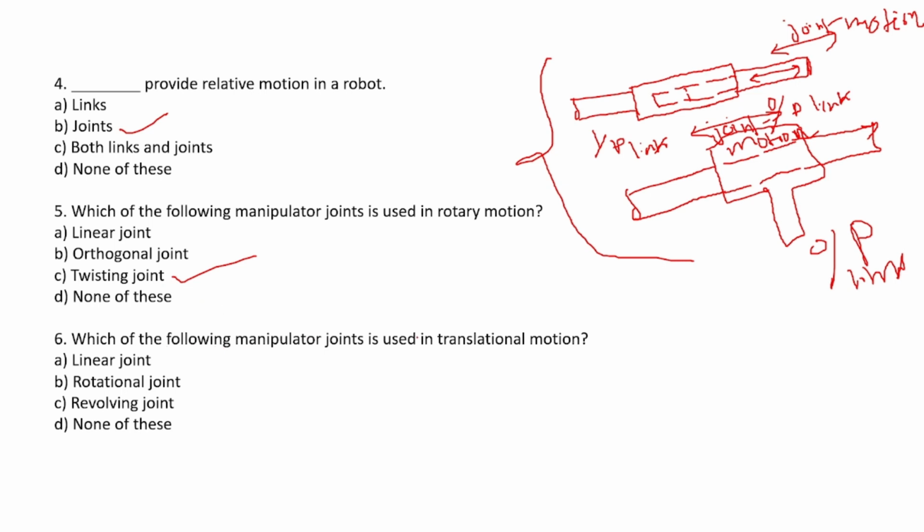And which of the following manipulator joints is used in translation motion? Linear joint, rotational joint, revolving joint. Rotational joint, revolving joint, and twisting joint are the joints used in rotary motion, and linear and orthogonal joints are used in translational motion. So the right option will be linear joints. Okay.